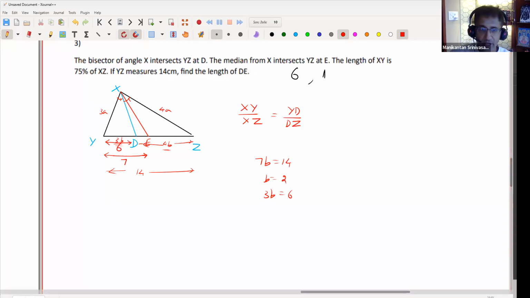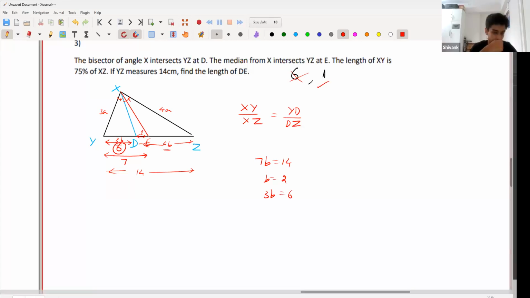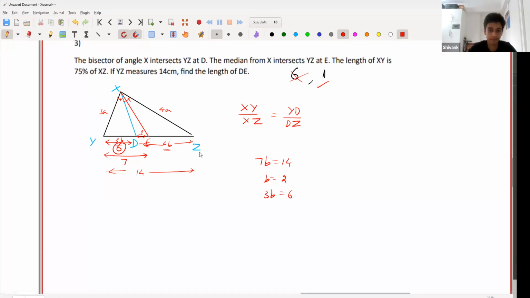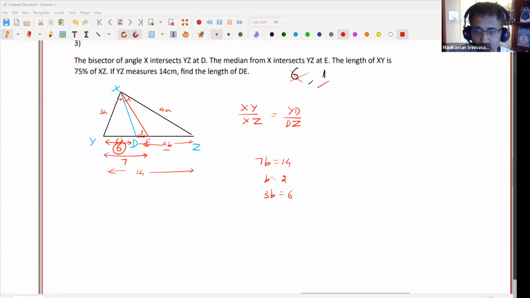Probably, Shivank, you found this, and then you didn't read the question fully, right? So DE is just 7 minus 6, which is 1. Yeah, makes sense? Fairly straightforward, just formula substitution only. Okay, question 4.